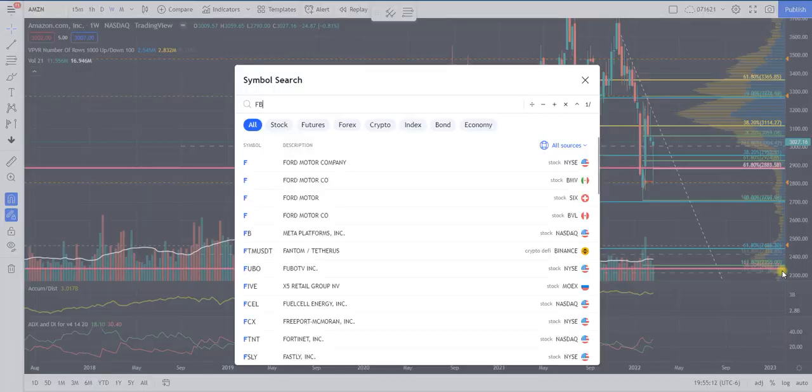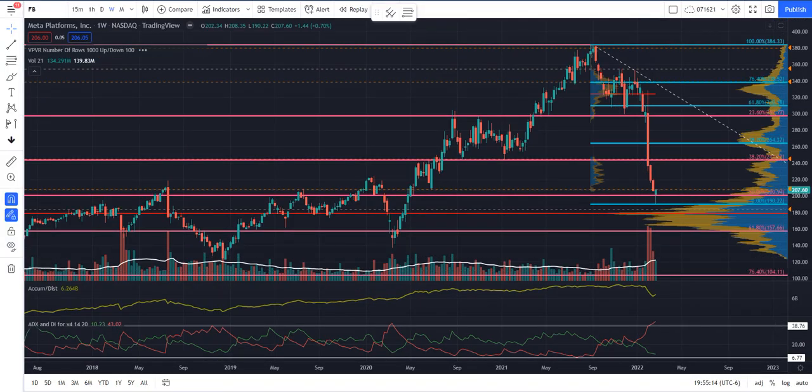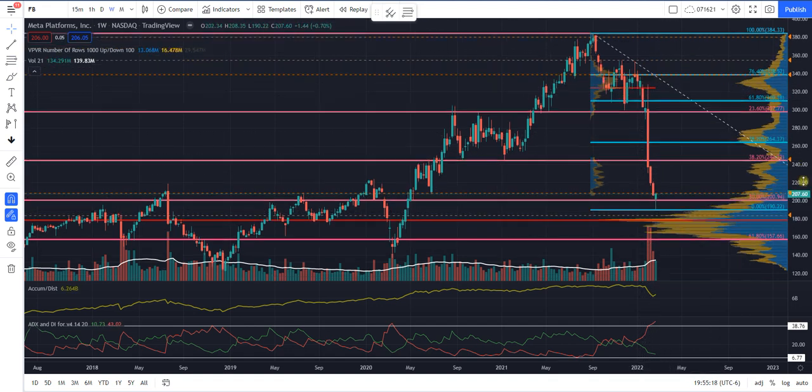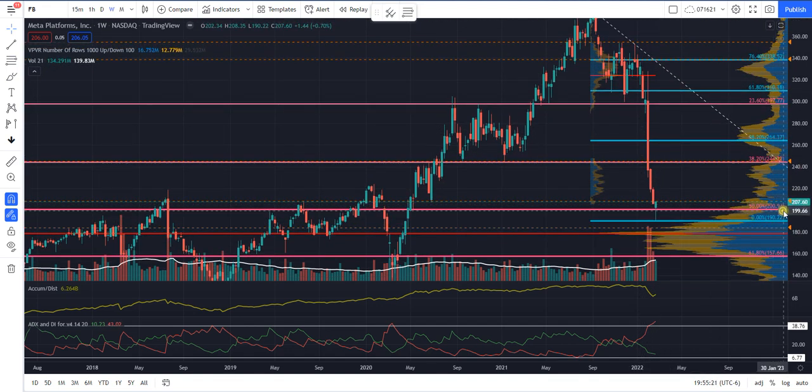And what else we got? Facebook. Facebook on a weekly, just a massive drop all the way down into the primary 50 at 294. Price moved all the way down into 290.